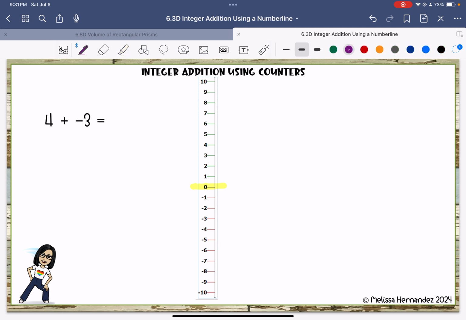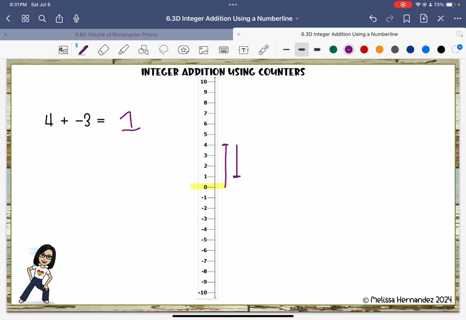It says 4 plus negative 3. So when we're adding a negative to a positive, we're going to go down. From 4, we're going to go down 3. Now, we're not counting lines, we're counting spaces. So it's 1, 2, 3, and I ended up at 1. So the answer would be 1.